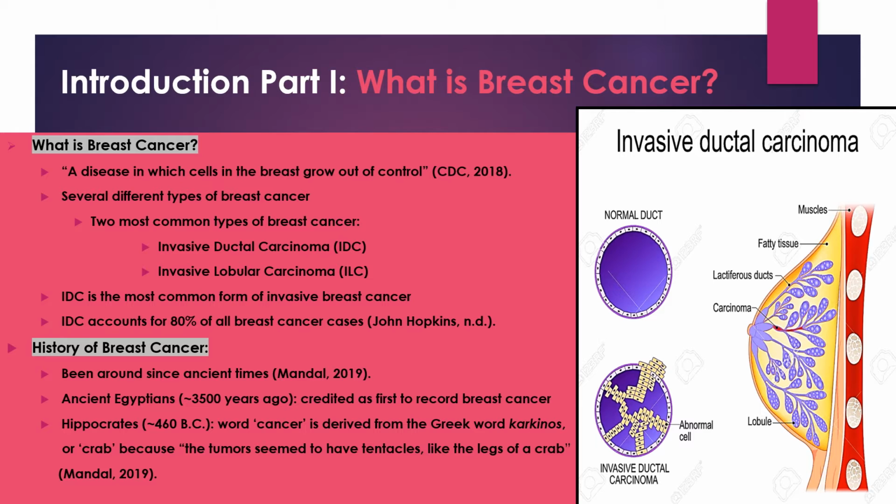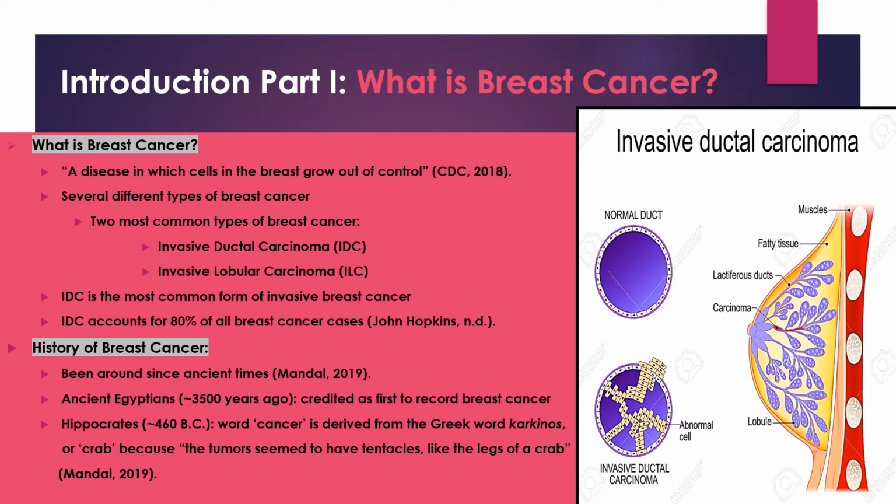As shown in the diagram on the right, you can see the basic anatomy of a female breast, including the varying cellular types, the lobules, the lactiferous ducts, fatty tissues, and muscle cells. Invasive ductal carcinoma occurs when the cells lining the interior of the milk duct become cancerous and begin growing and spreading to surrounding breast tissues and then beyond.